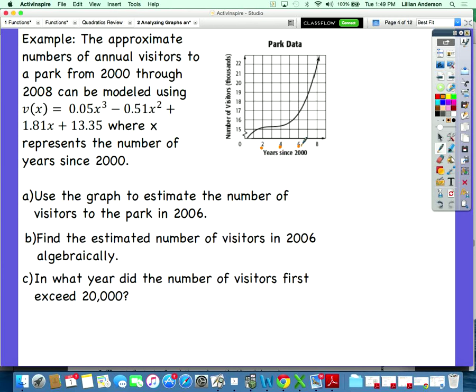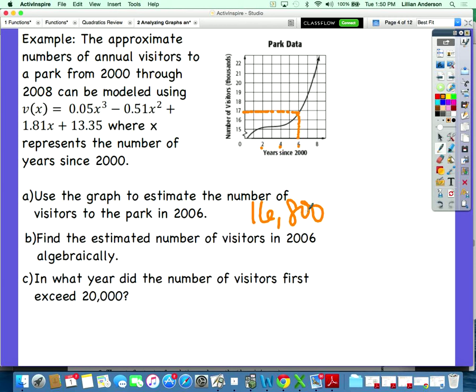So here we go. Use the graph to estimate the number of visitors to the park in 2006. Well, 2006 corresponds to what on the x-axis? 6. So we see where 6 touches the curve. So if we draw a little horizontal line over, we see that it is right under 17. A little bit more than half, right under 17. So what's a good number? Like 16,800. It's an estimate, so it's all good.